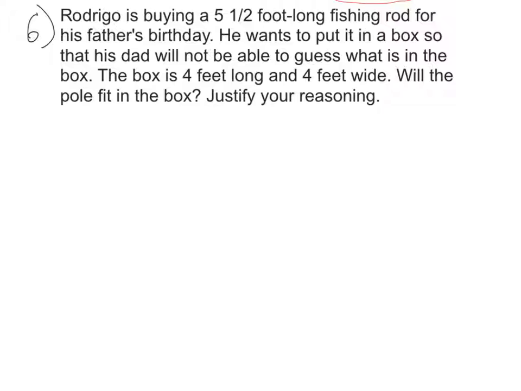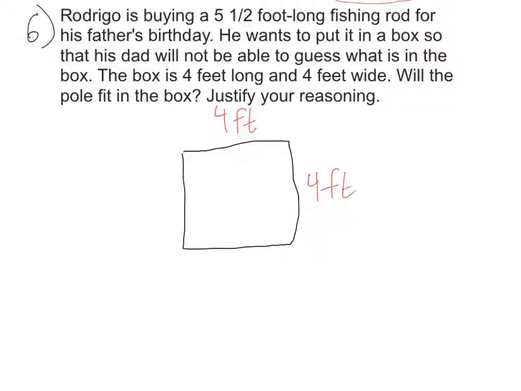So let's draw a box. Do my best to draw a square. That's good enough for today. It is 4 feet wide and 4 feet long. And pretty much we are trying to figure out if a fishing pole that's 5.5 feet long fits diagonally if we lay it down in the box. Because if we try to lay it up and down, 5.5 feet would already be way too big. Going left and right or sideways or up and down, it would not fit in the box. So we need to lay it at a diagonal to kind of maximize how much space we use.